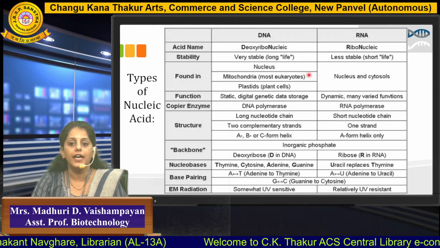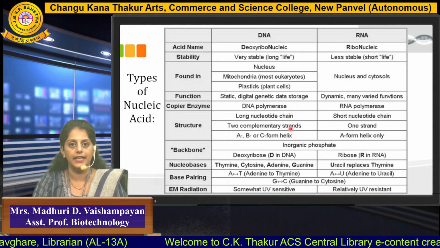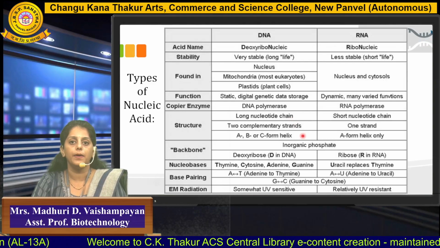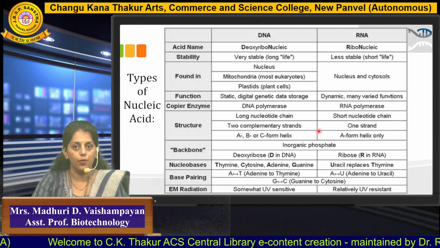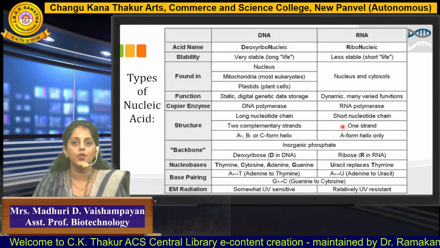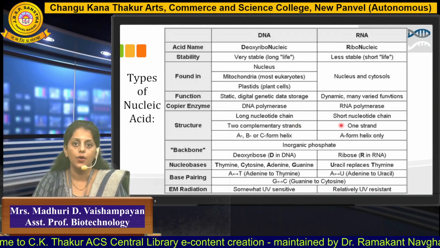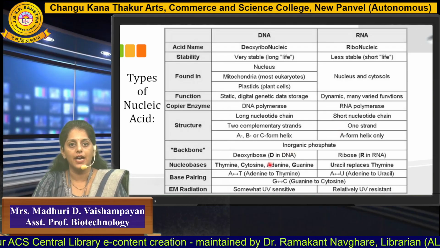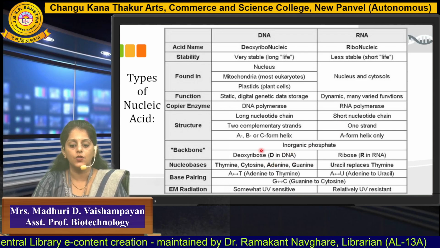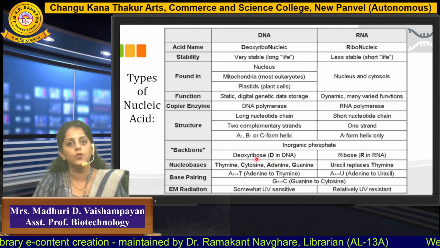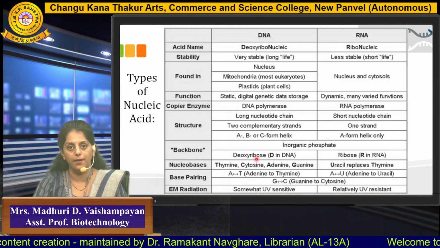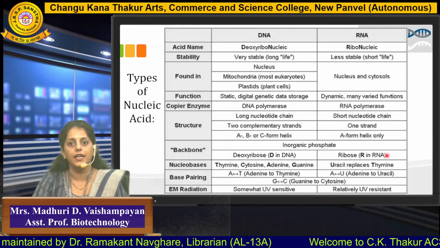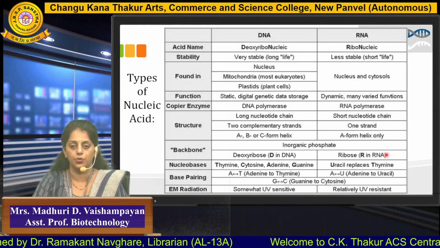So, whenever we are talking about the structure of the DNA molecule, it has a long nucleotide chain. The 2 complementary strands are present. Now, in case of your RNA, this is a short nucleotide chain with 1 strand. Now, when the question comes to your backbone, in case of your DNA, the backbone is of deoxyribose sugar, and in case of your RNA, the backbone is of ribose sugar.